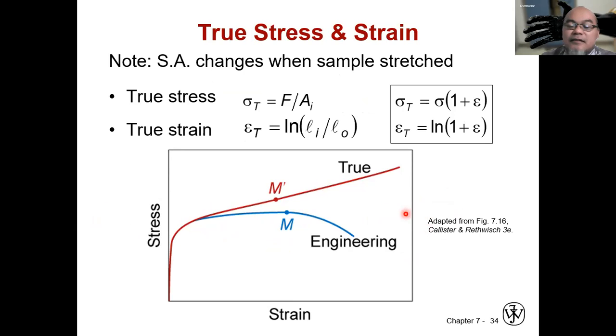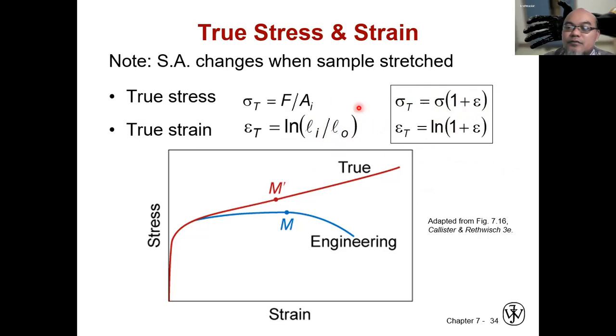There is also another mechanical property called true stress and strain. True stress, sigma T, is measured as the force divided by the instantaneous cross-sectional area. True strain is measured as the natural logarithm of Li divided by Lo, the length. The connection between true stress and the engineering stress is calculated from this formula: sigma T equals sigma times 1 plus epsilon.